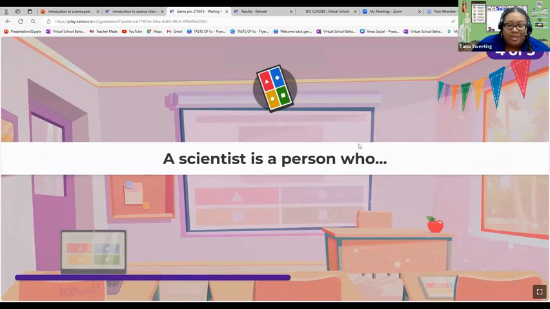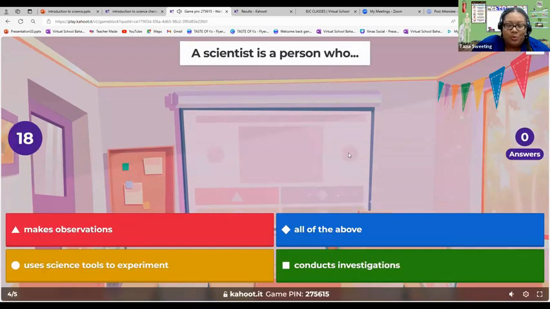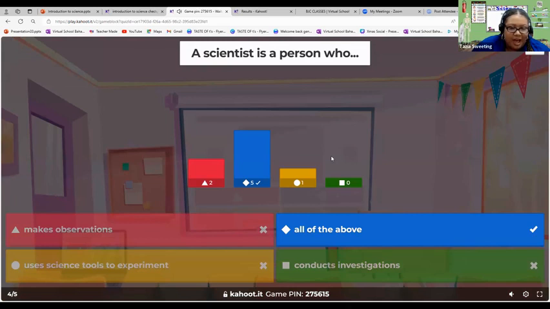A scientist is a person who... All right, a scientist is a person who... all of the above. They make observations, they use science tools to experiment, they conduct investigations. So it should have been all of the above.